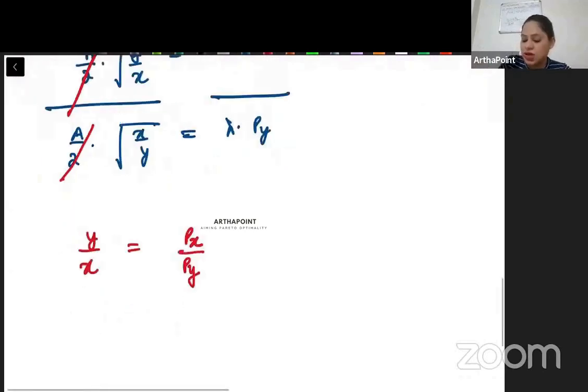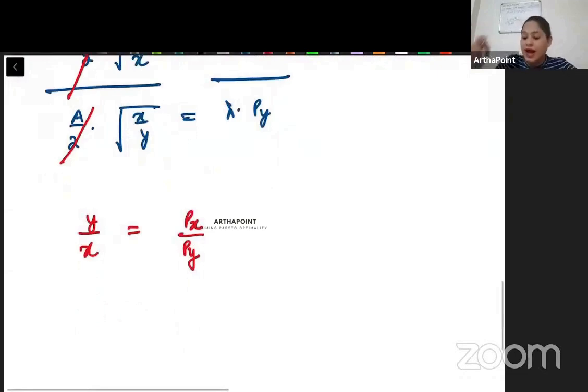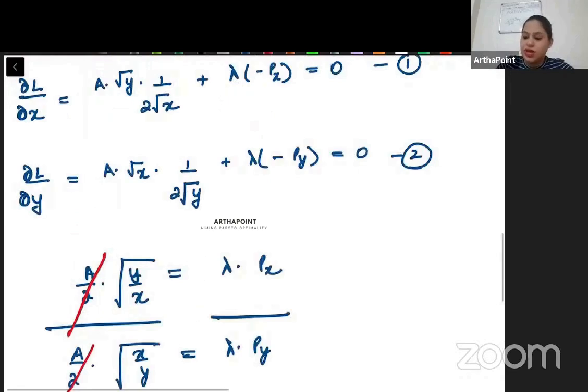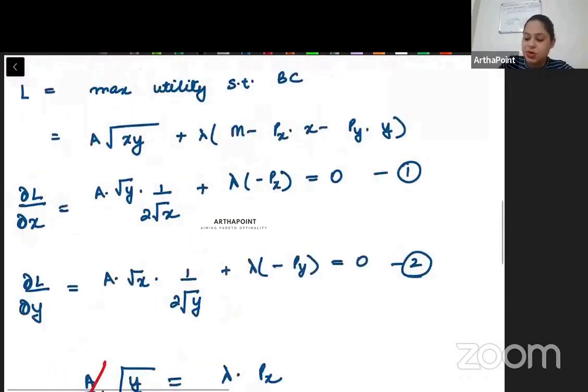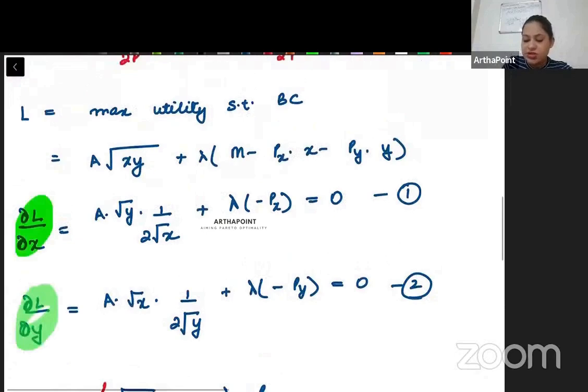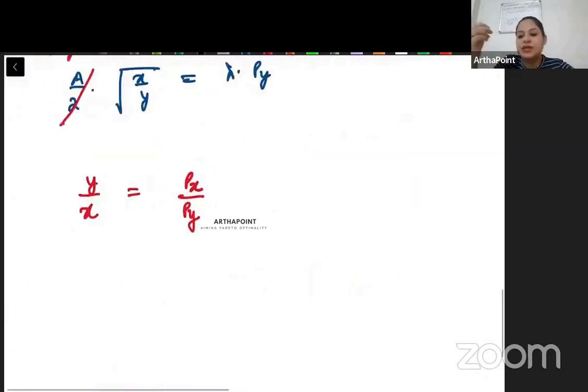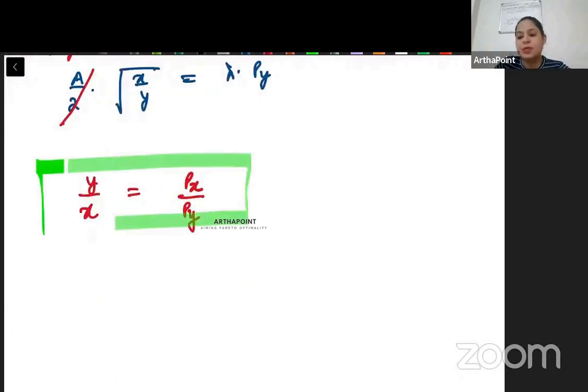This is your equation that you will get. I am trying to maximize my utility. I have differentiated this with respect to x. I have differentiated this with respect to y. So I just get out of those two conditions that y by x should be equal to px by py.